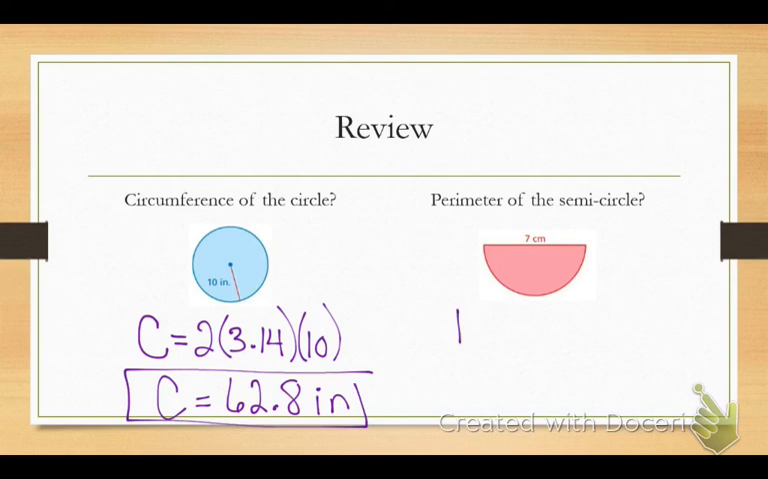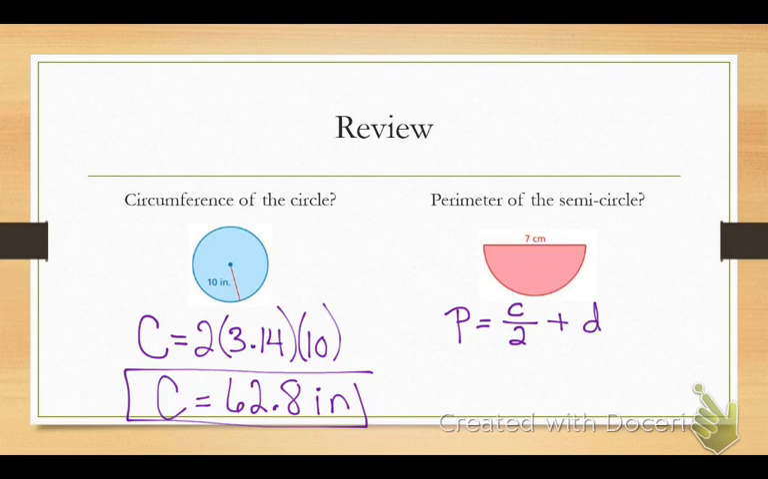Perimeter equals the circumference divided by 2. Why would I divide the circumference by 2? Because it's a semicircle, it's half. Then I have to go back and add the diameter.